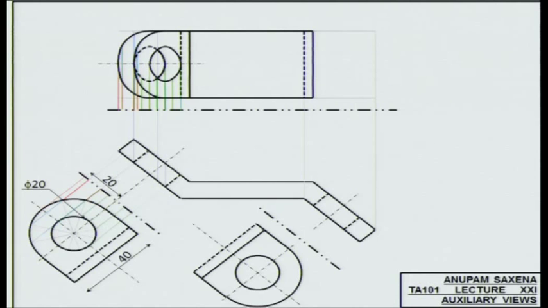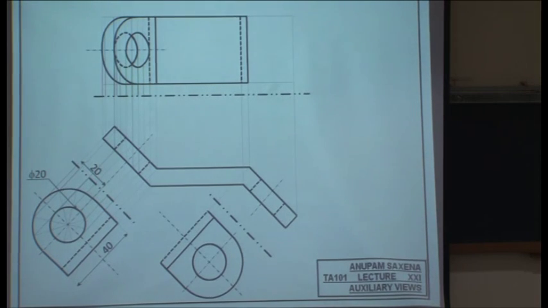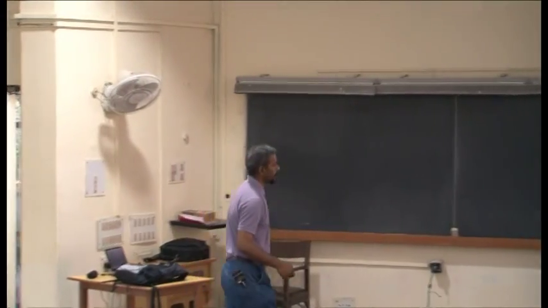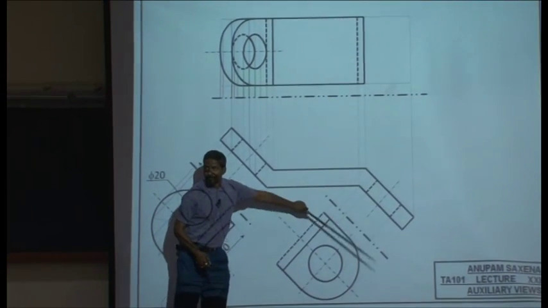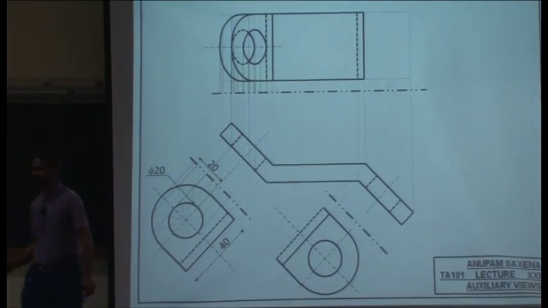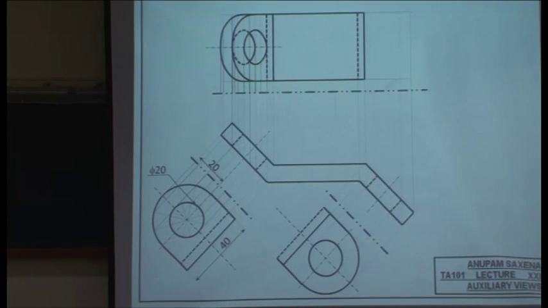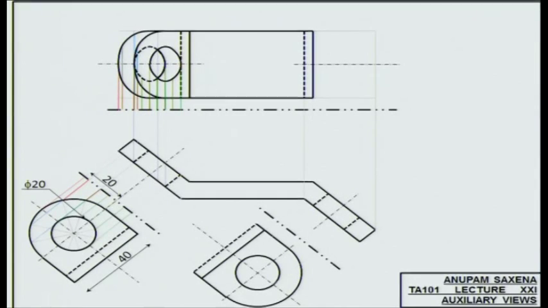Do precisely the same thing on the other side. For that you're going to be using this auxiliary view, precisely the same thing: measure distances and transfer distances. When you do that, you would get that part of the arc.